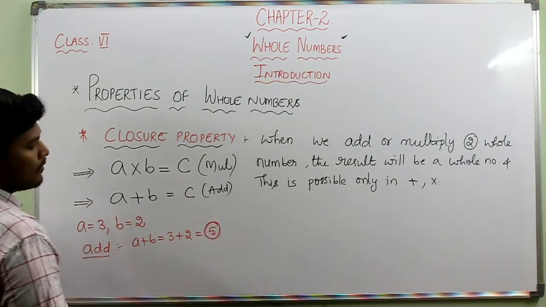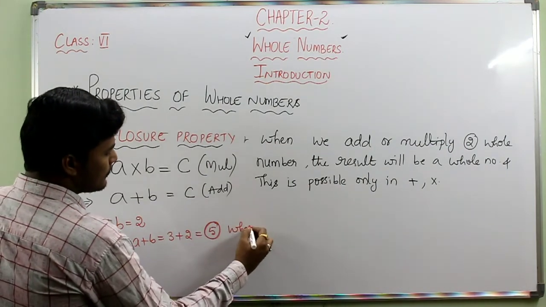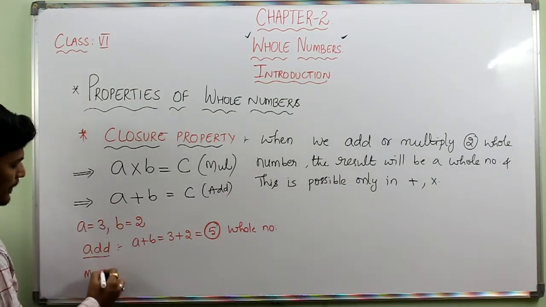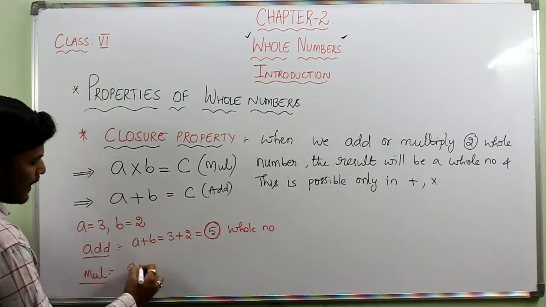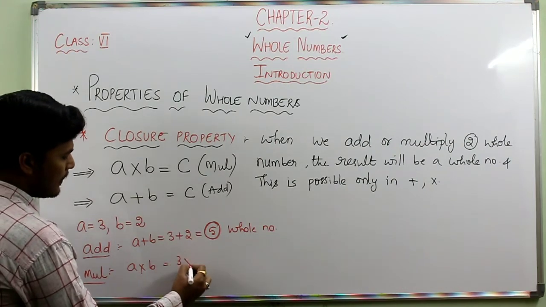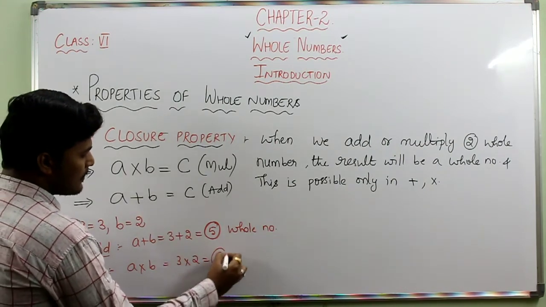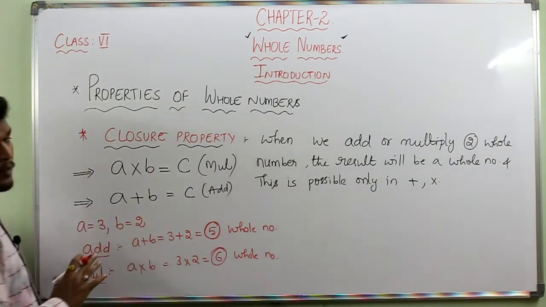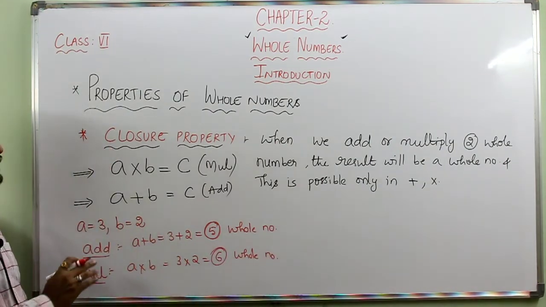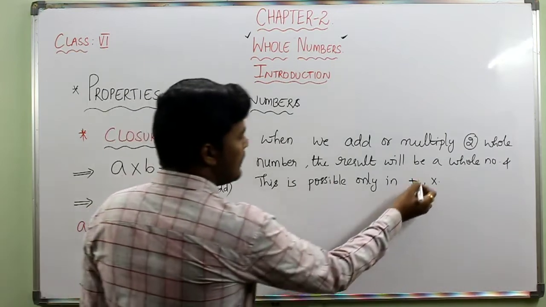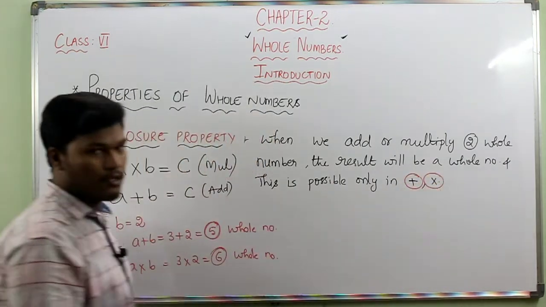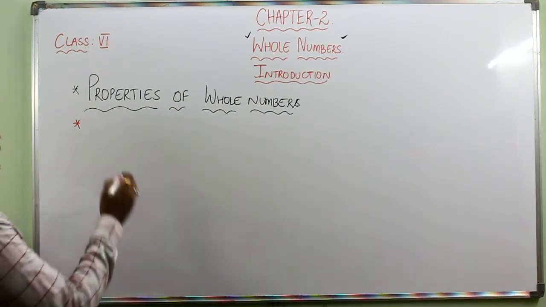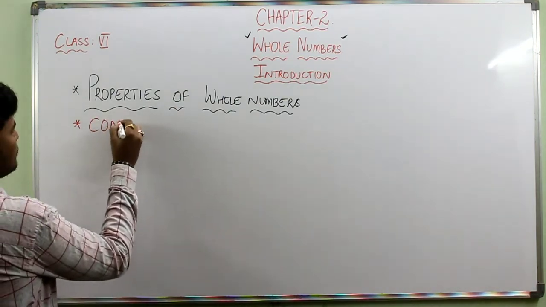So 5 is a whole number. Now let us see in the case of multiplication, a into b, that is 3 into 2 is 6. 6 is also a whole number. So this closure property is only possible in the case of addition as well as multiplication. Now the second property, that is commutative property.